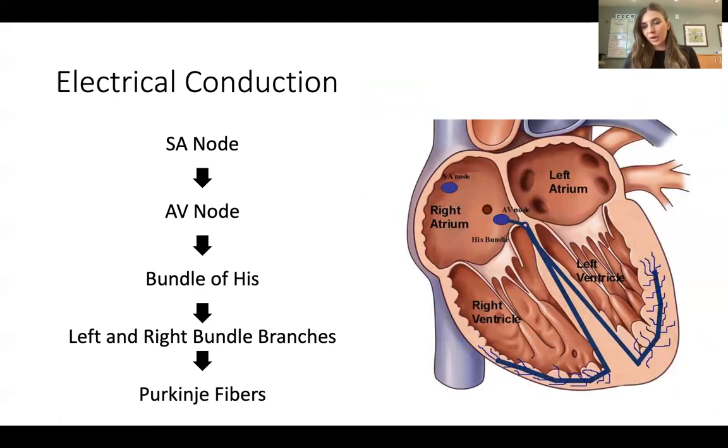From the SA node, we send our impulse to our atria, and then it gets to the AV node. At the AV node, it specifically slows down. This is a key thing to understand because you need time for your atria to empty in order for your ventricles to fill. So it's a protective mechanism in itself to help facilitate that process. Once it gets through the AV node, it goes down the bundle of His, extends out into our bundle branches, and then into our little Purkinje fibers. And when that happens, our ventricles contract.